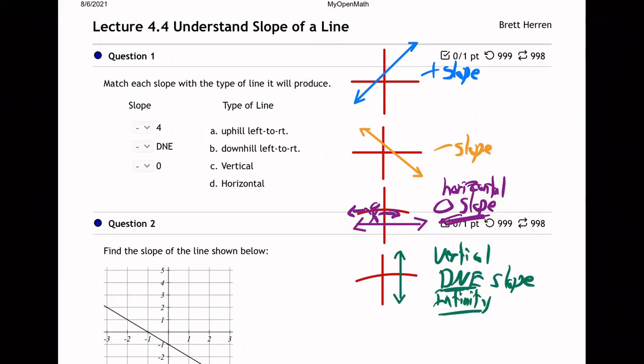All right, so let's connect these. What 4? That's a positive slope. So that's uphill, left to right. That's up. Okay, and then does not exist. That's the vertical. And then the last one, 0. That's the horizontal, flat. And so there we go.